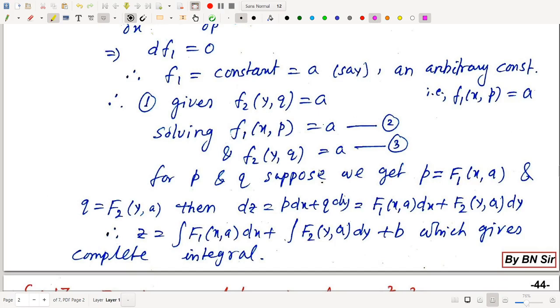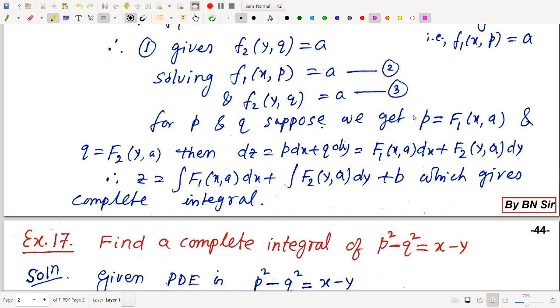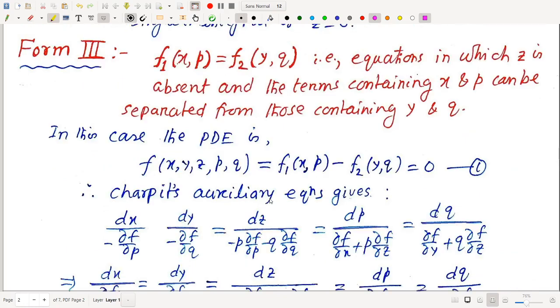Now if we solve this for p and q, surely we shall get the value of p in terms of a and x, and the value of q in terms of a and y. So we have written p equal to capital F1(x,a) and q equal to capital F2(y,a). Values of p and q are obtained in terms of x and a, and y and a respectively. Therefore dz becomes p dx plus q dy equal to F1(x,a) dx plus F2(y,a) dy. This can be integrated. Therefore z equal to integration of F1(x,a) dx plus integration of F2(y,a) dy plus b, which gives the complete integral. So this is the process in form 3.